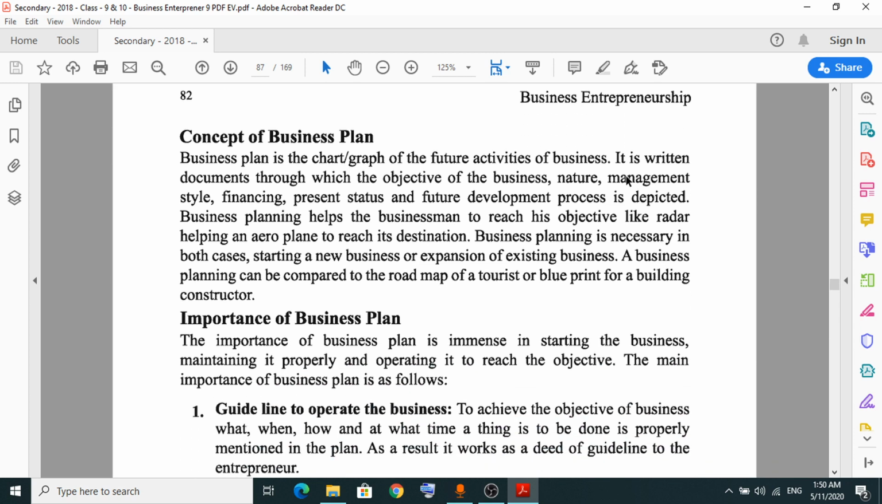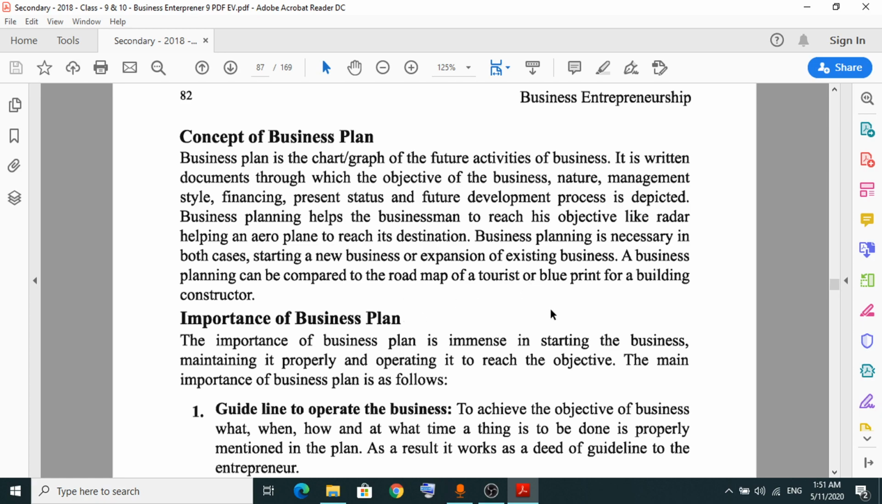And this business plan includes different things, or maybe you can say all the things related to business, like the objective of the business, nature of the business, management of the business, financing, present status, and future development process. All the elements or all the issues related to business are included in this written document called a business plan.